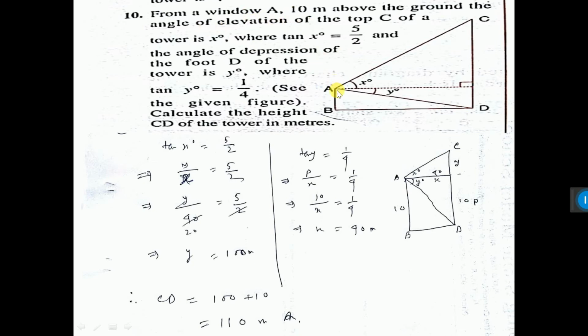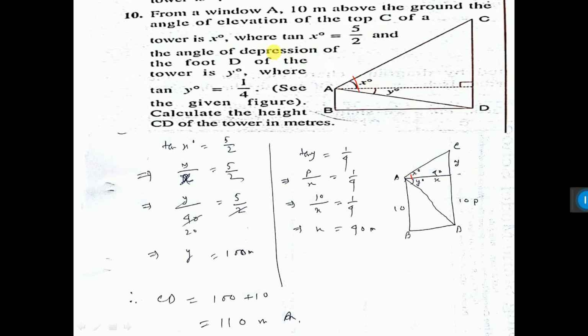From a window A, 10 meter above the ground. So this is 10. You see, this is the given diagram, so I have drawn a diagram. This is 10. The angle of elevation of the top C is this angle, x degree. So I have written here also x degree.